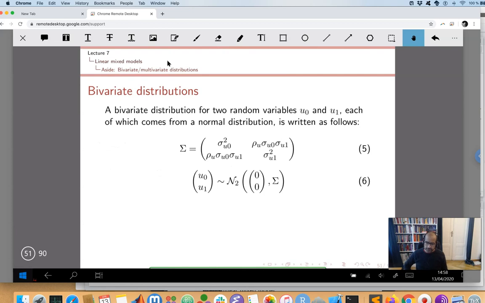Now mathematically, when you have a bivariate distribution like U0 and U1, the way we write it down is that we say the two variables U0 and U1 come from a bivariate distribution. This is how you write it. A bivariate normal distribution is what I'm assuming here, with some mean. In this case, both the means are 0, and some variance associated with it. The variance in a bivariate distribution is expressed in a very special way.